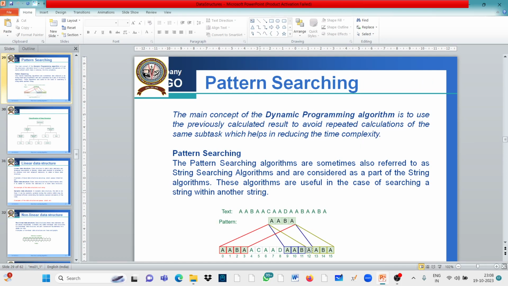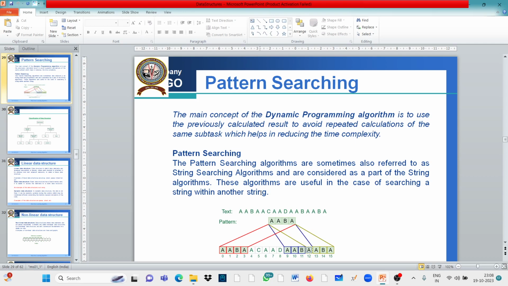Another data structure we are having, that is the pattern searching. The main concept of the dynamic programming algorithm is to use the previously calculated result to avoid repeated calculations of the same subtask, which helps reducing the time complexity. That means whatever previously calculated results are there, you can reuse.